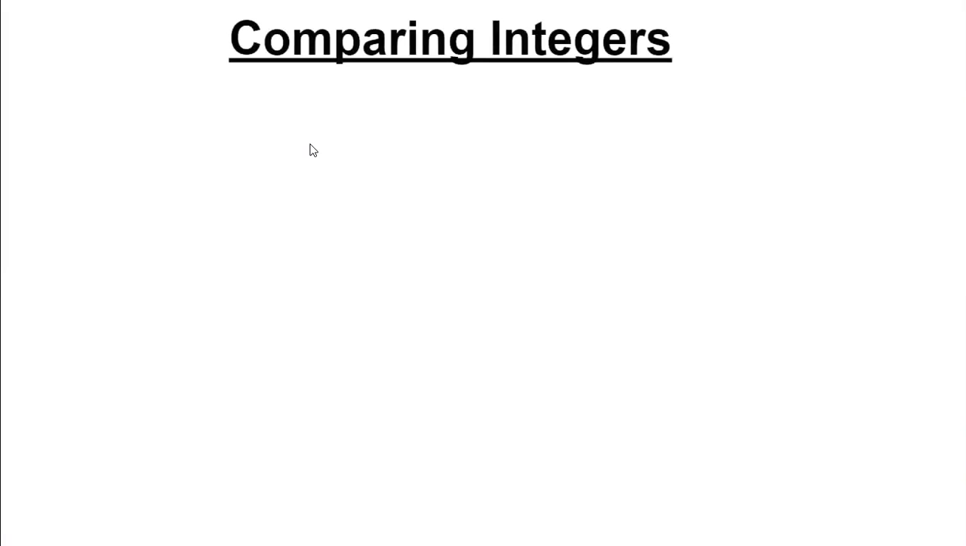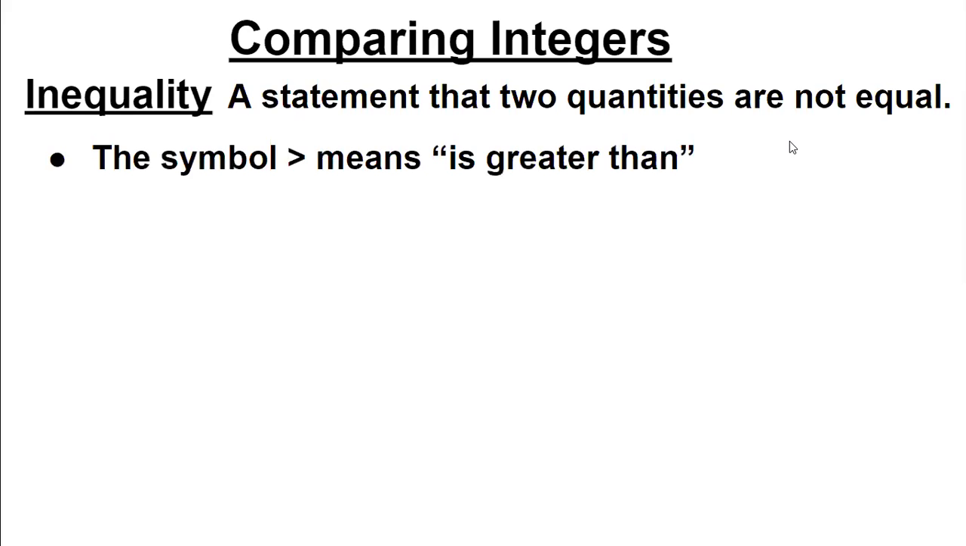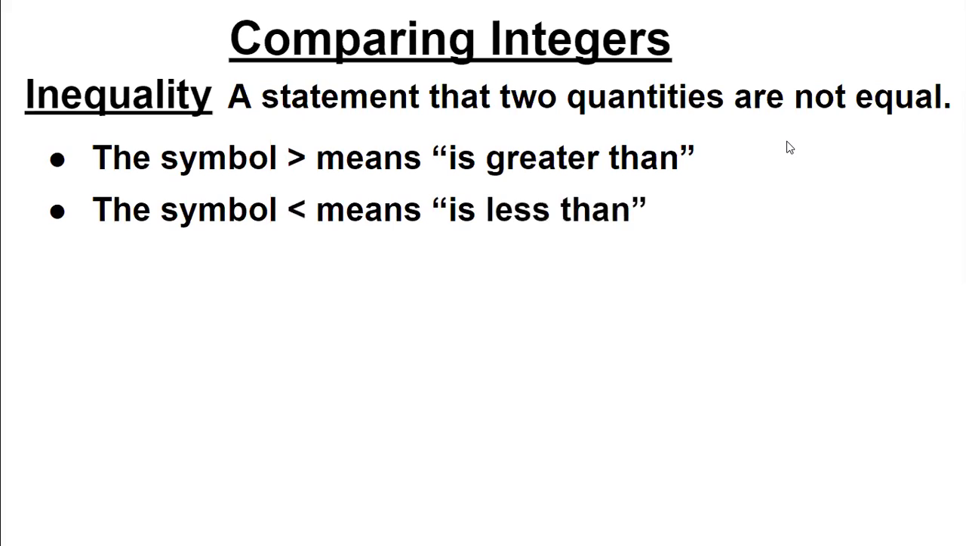Okay, we're back. And now we are going to talk about comparing integers. So let's talk a little bit about an inequality, which is used to compare integers. An inequality is a statement that two quantities are not equal. So the symbol right there going that direction means is greater than. A number is greater than another number. That symbol means is less than. A number is less than another number.